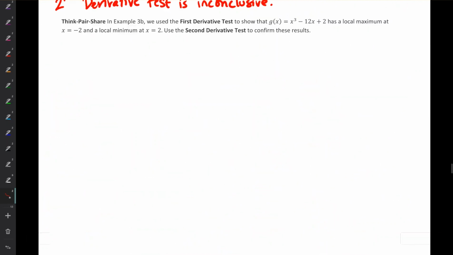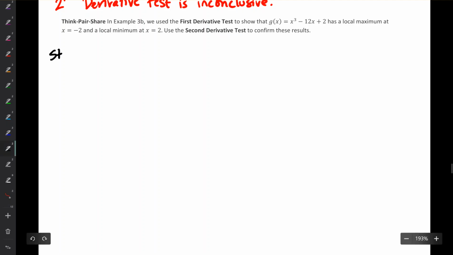All right, so our think pair share to conclude. In example 3b, we used the first derivative to show that g had a local max at x equals 2 and a local min at x equals 2. I want us to go ahead and use the second derivative test to confirm these results. And I think I'm going to do this one with you.